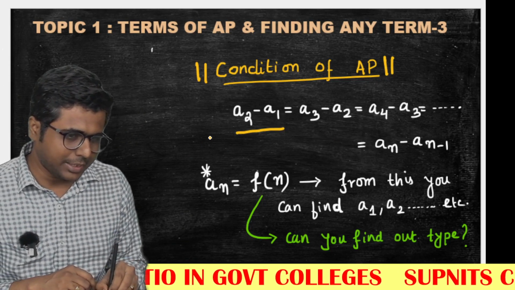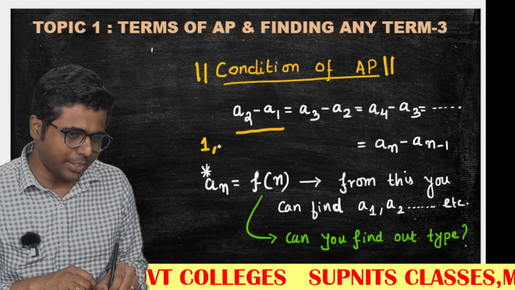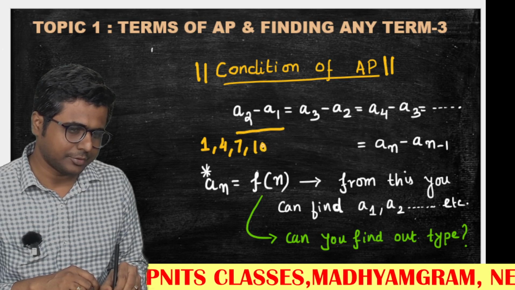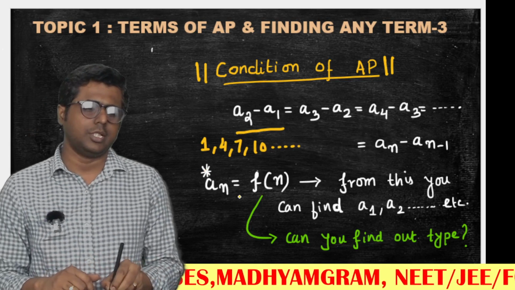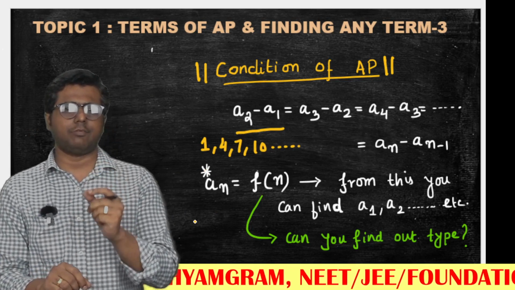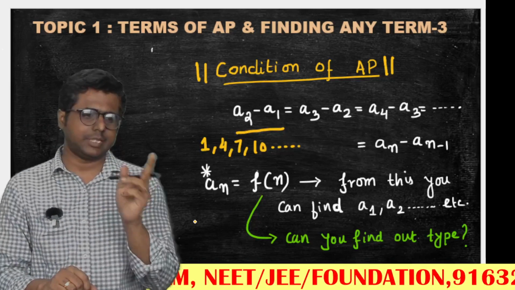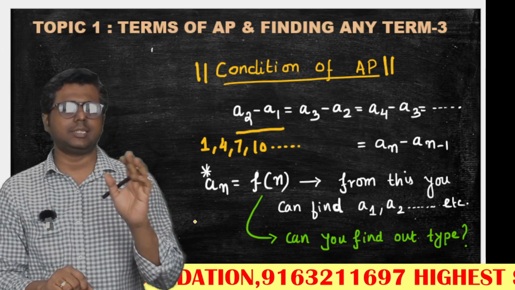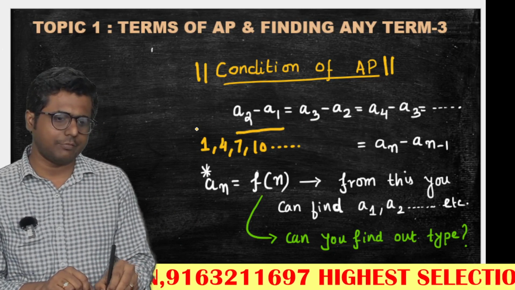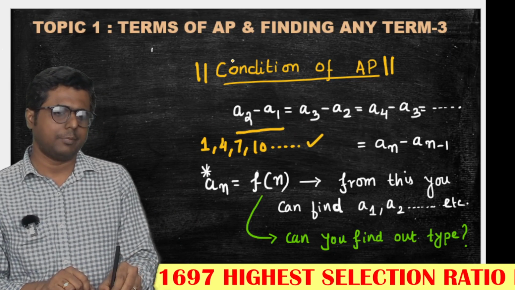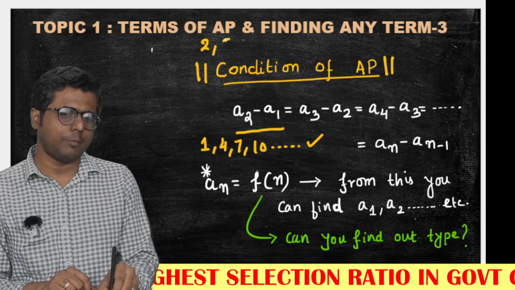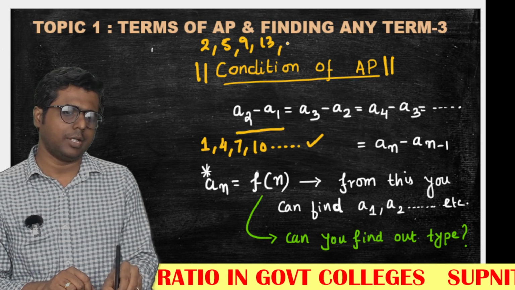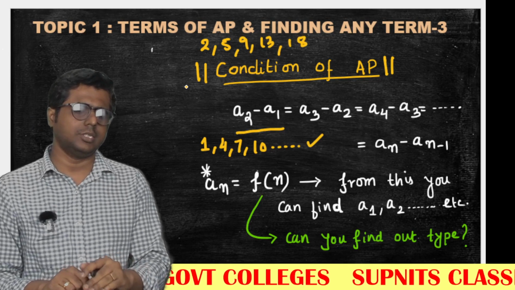So, I can give you one such example, 1, 4, 7, then 10. This way, if the series goes, you see each interval 4 minus 1, 3, 7 minus 4, 3, 10 minus 7, 3. So, this series is in AP. But if I give you 2, 5, 9, 13, 18, see this one.